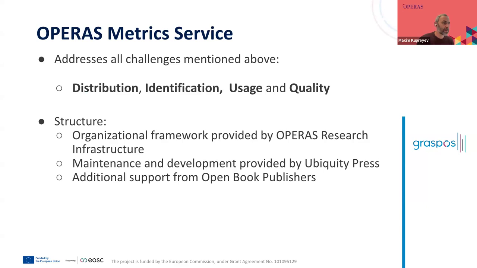Yes, so this was an overview of the whole system, and I hope I have shown you that OPERAS metrics service addresses all challenges which we mentioned in the beginning, which are distribution, identification, usage, and quality. And the final note on the division of labor for OPERAS metrics. We, as a research infrastructure, provide the organizational framework to manage the service. The actual maintenance and development is done by Ubiquity Press, with additional support provided by Open Book Publishers.